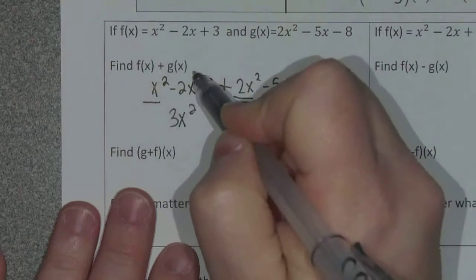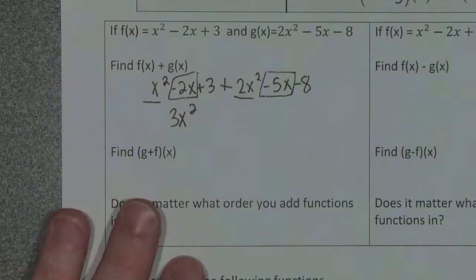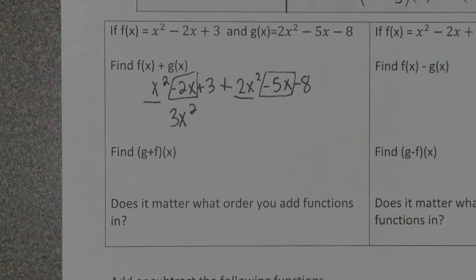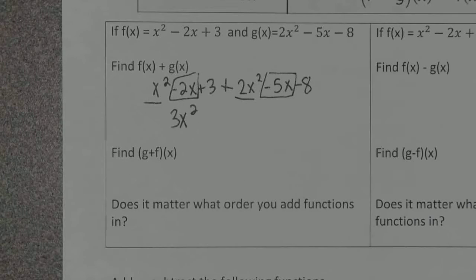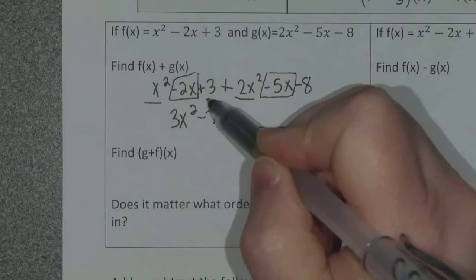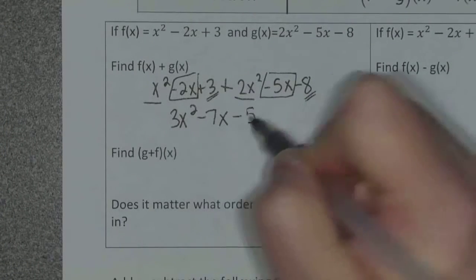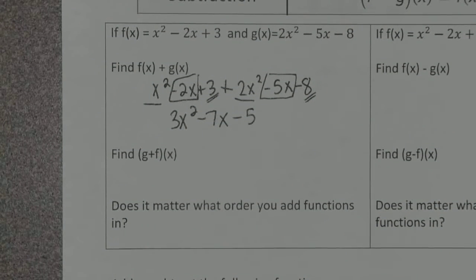Then I would go to my x's. I have a negative 2x here and a negative 5x here. So how many do I have? Yep, thank you, negative 7. And then on the numbers, plus 3 and minus 8. It would be, thank you, minus 5. Okay. So when we're combining these functions together, we're really just combining like terms. We've done that before, right? Nothing new. Just again, a different notation.